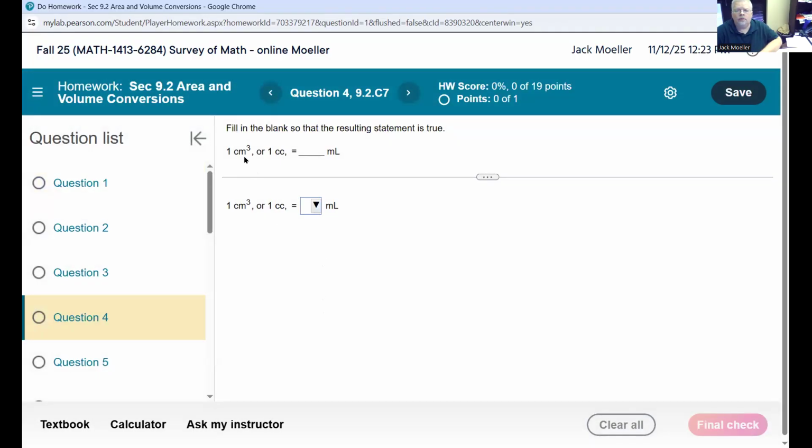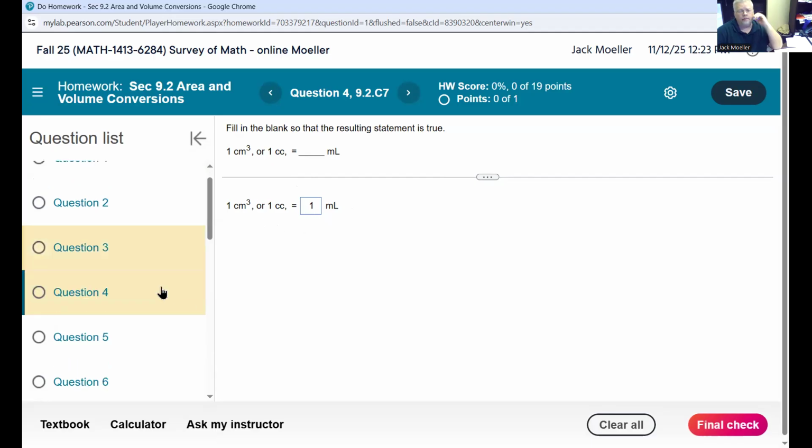So 1 cubic centimeter, or 1 cc. If you watched the metric system video I did, this is just a basic definition of the metric system. 1 cubic centimeter is 1 milliliter. That's one of the nice things about the metric system: length can be connected to volume, which we can't do in the English system, but that's the connection there.